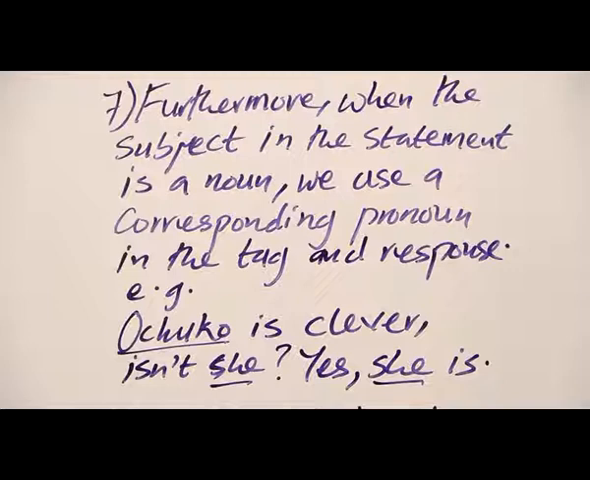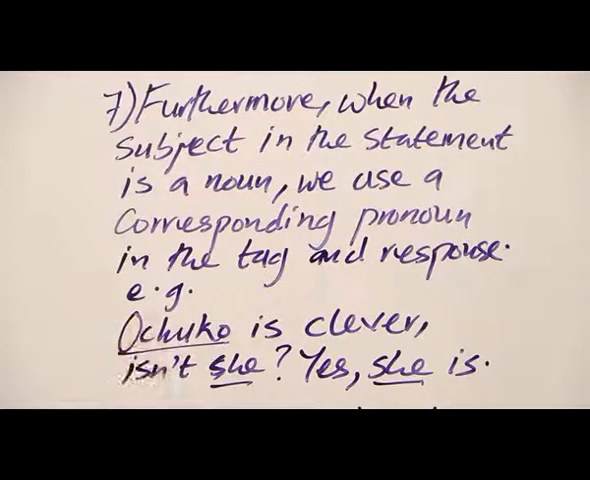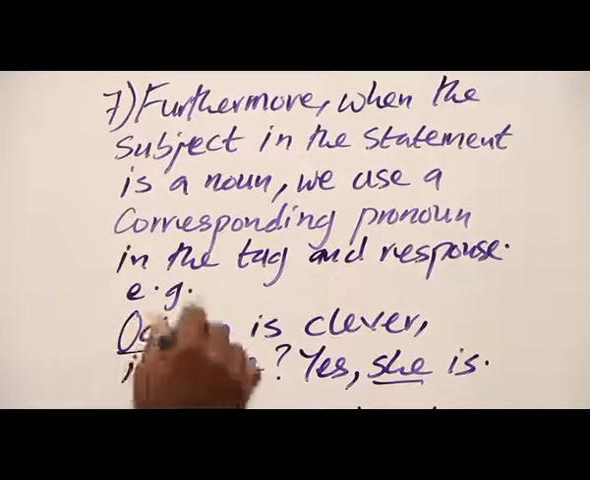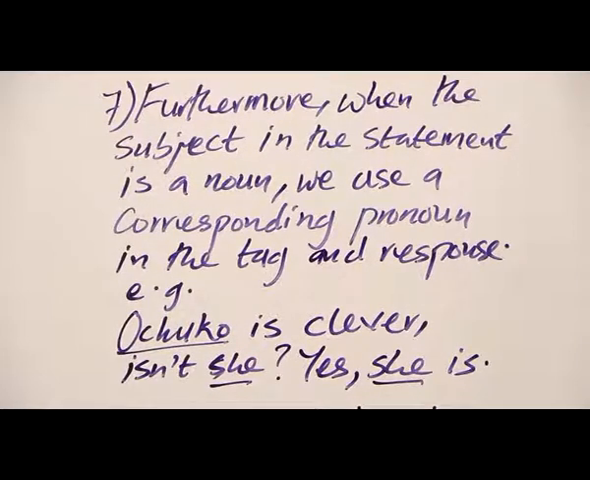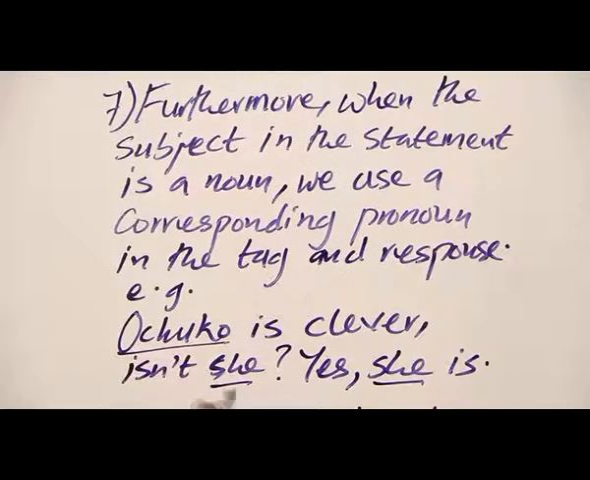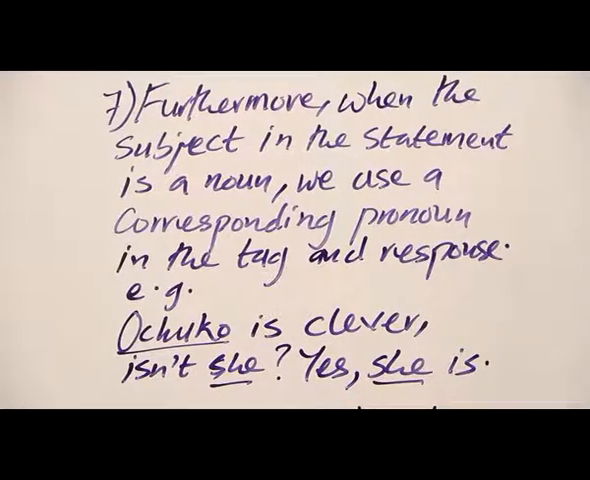That is awkward, it's usually not done. You simply replace the noun with the appropriate pronoun. And taking Ochuko as a female, then we use she corresponding to it. We can't say isn't he, for example. But of course, Ochuko is unisex. It can be applied to any of the two genders. All right. But we're taking this Ochuko as female, and that means we're using isn't she? Yes, she is. So Ochuko, she. So you want to take note of that.